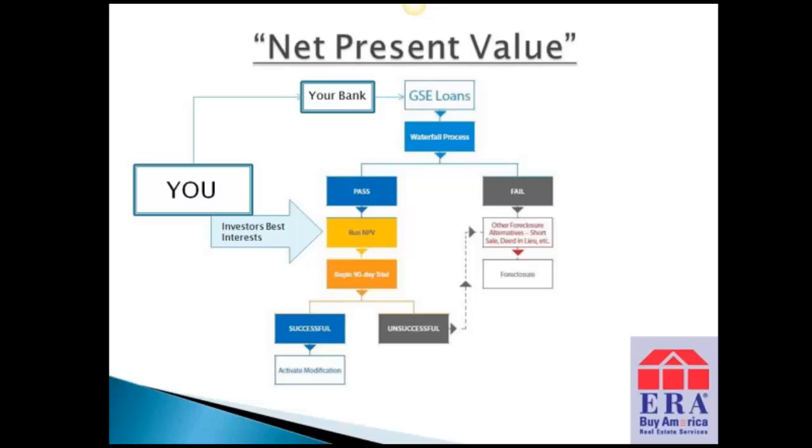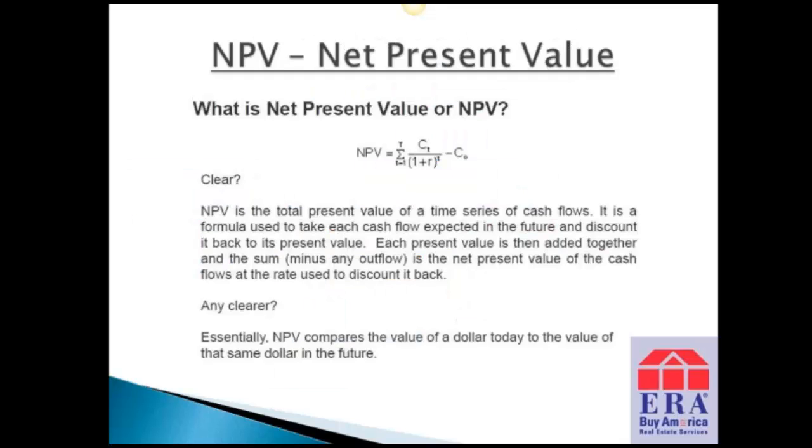What that is going to do is put you into the next test. So we've had eligibility tests, a waterfall process that you've been through, and now they're going to run the NPV, and that's known as the net present value. Now, on the screen, you see that fancy formula. It looks like hieroglyphics. It's what they use to determine the net present value of the property. And basically, it compares the value of $1 today to the value of that same dollar in the future.